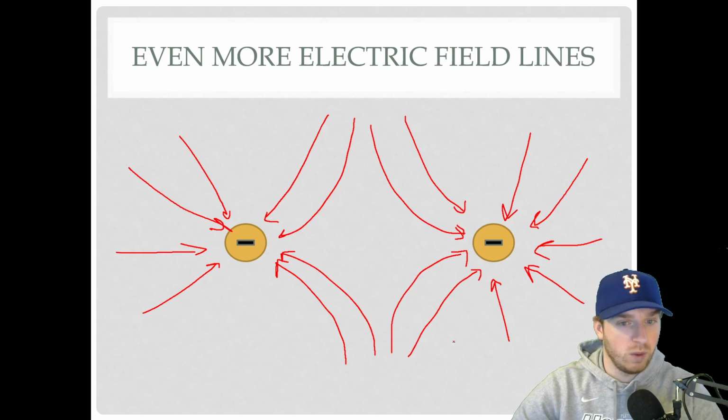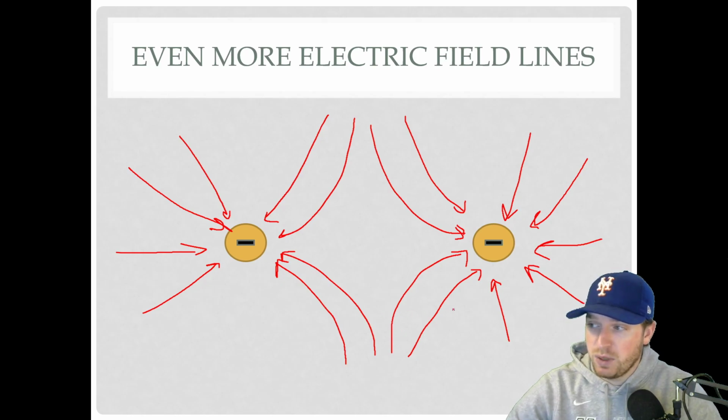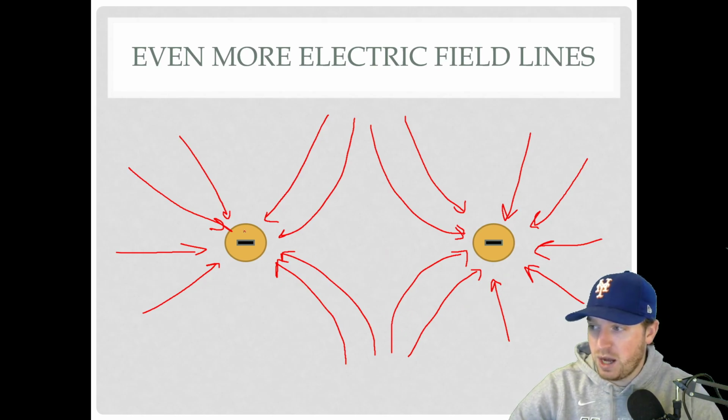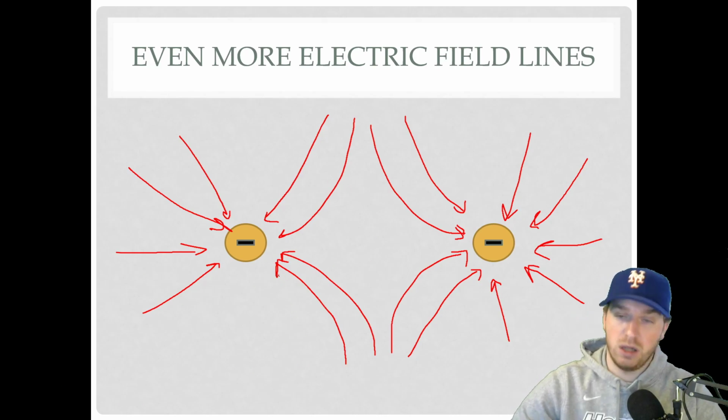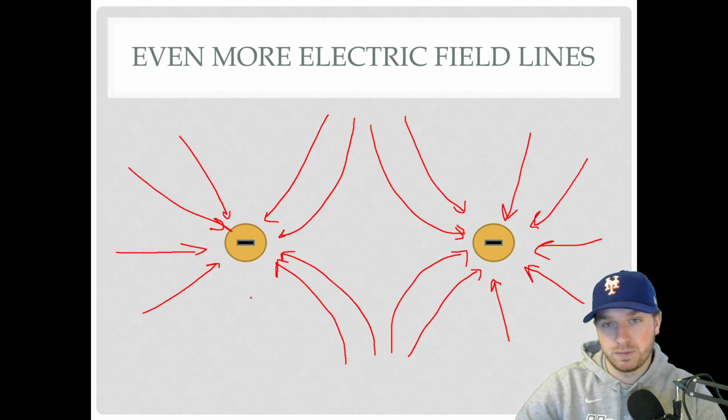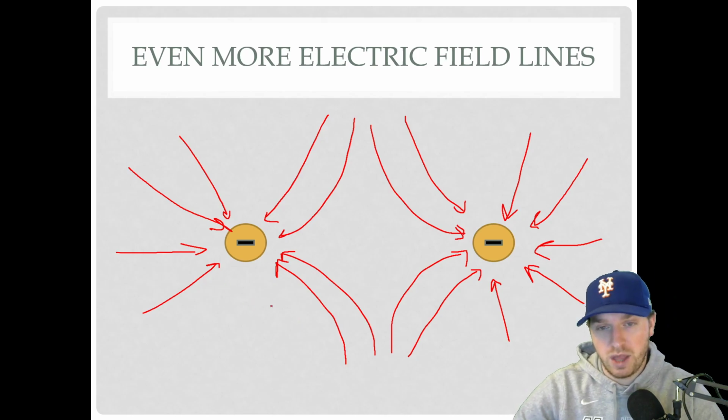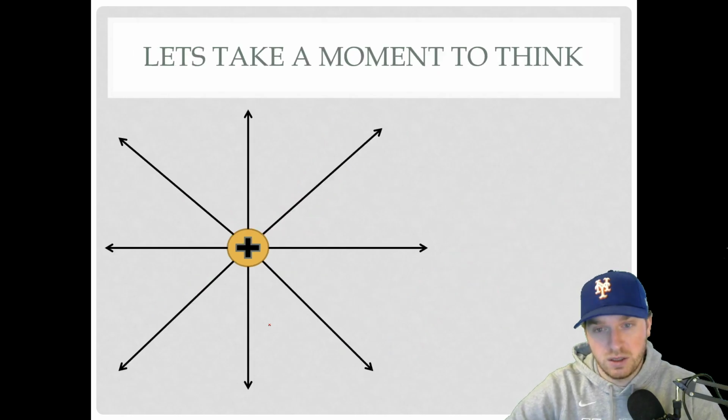Now you can imagine what would change if I were to take these two negative particles and make them positive. Well, what's going to change is just the direction of the arrows. It'll be the exact same setup of field lines, but the arrows would be moving away instead of towards. Okay, so that is my electric field lines.